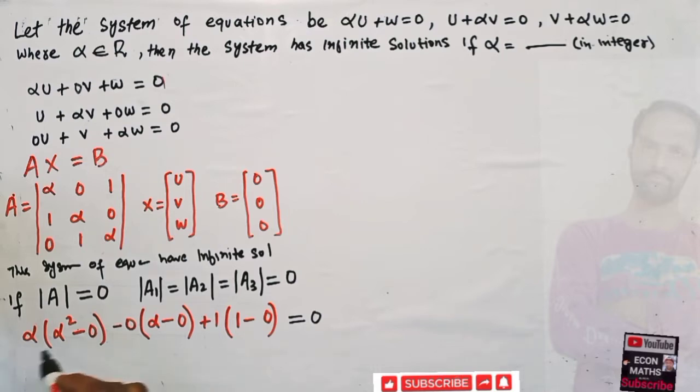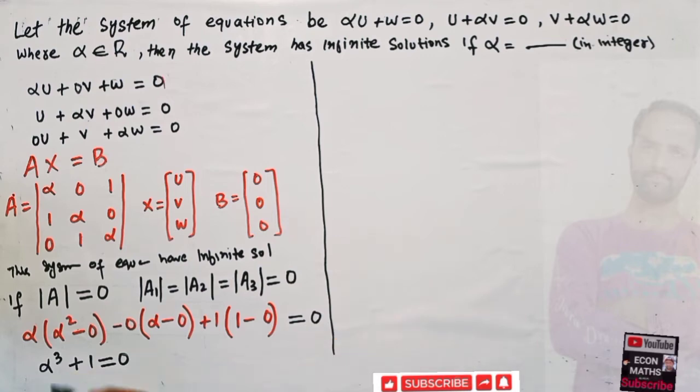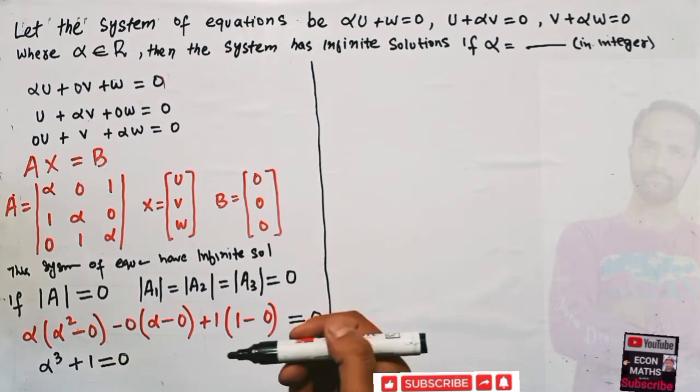Now here you can see we have alpha into alpha square. This means this is alpha cube. Then since this 0 is multiplied to this term, this whole stuff will become 0. Here we have 1 into 1 is 1. That means alpha cube plus 1 should be equal to 0. So we have alpha cube plus 1 is equal to 0.